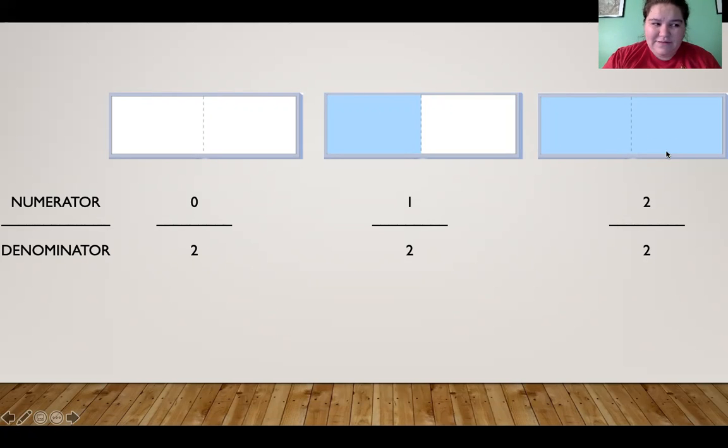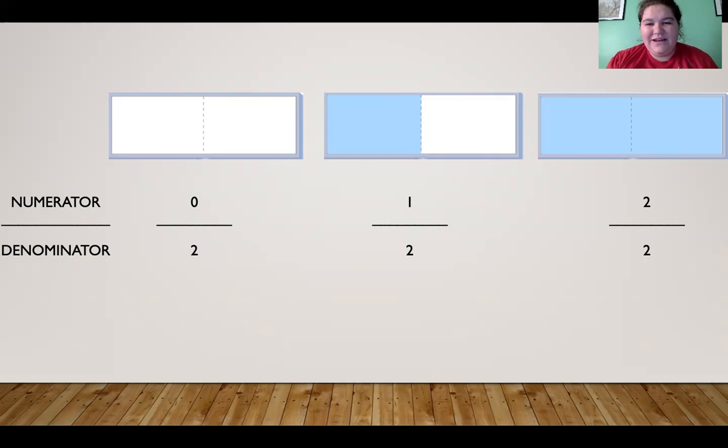What do you notice about the both shaded part? How much of that bar is shaded? It's the whole thing, right? So when your numerator and denominator equal each other, that means you have one whole.